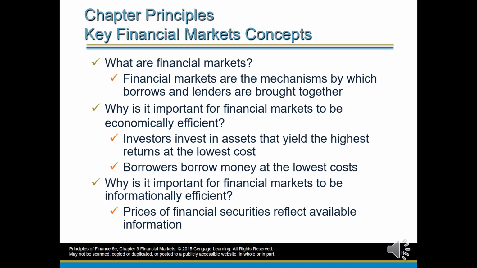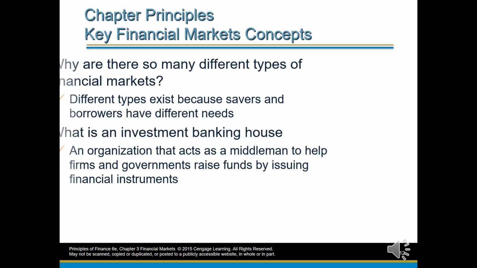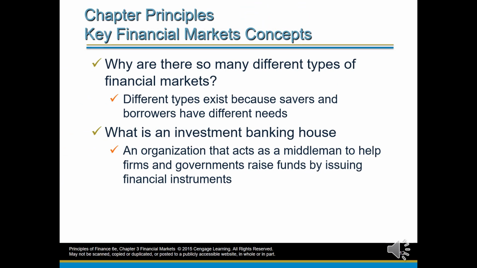Why is it important for financial markets to be informationally efficient? Prices of financial securities reflect valuable information. Why are there so many different types of financial markets? Different types exist because savers and borrowers have different needs. What is an investment banking house? It's an organization that acts as a middleman to help firms and governments raise capital by issuing financial instruments.